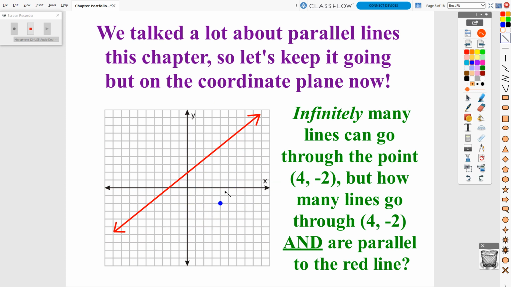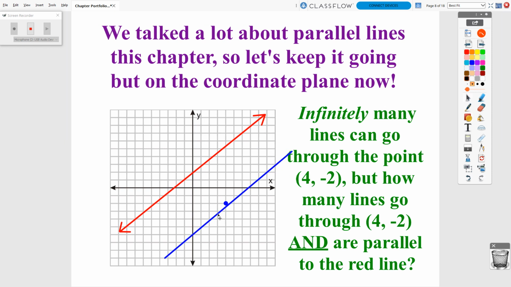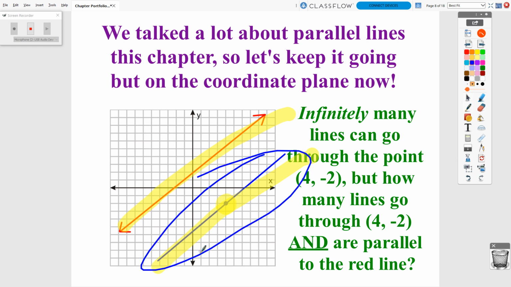So infinitely many lines can go through the point 4, -2, but now here's the real question. How many lines can go through 4, -2 out of those infinitely many and are also parallel to this red line? How many? And you know what? There's only going to be one such line. So I can make a parallel line, right? There's infinitely many parallel lines to this line, but there's really only going to be one parallel line that's going to go through that specific point and still be parallel to this red line. So that's the first question. That's the first type of problem we're going to explore here, is now, what is the equation of that new line?